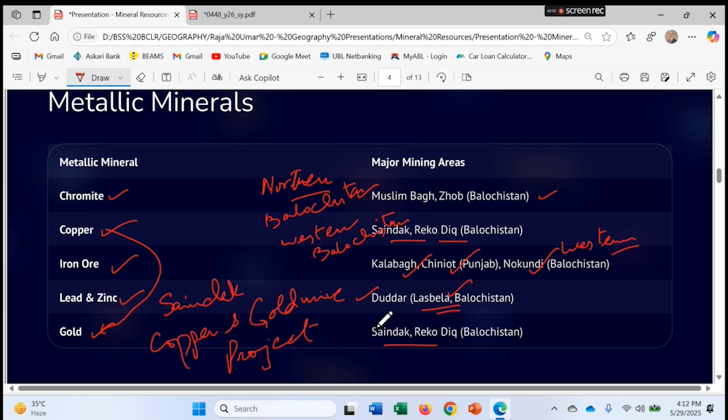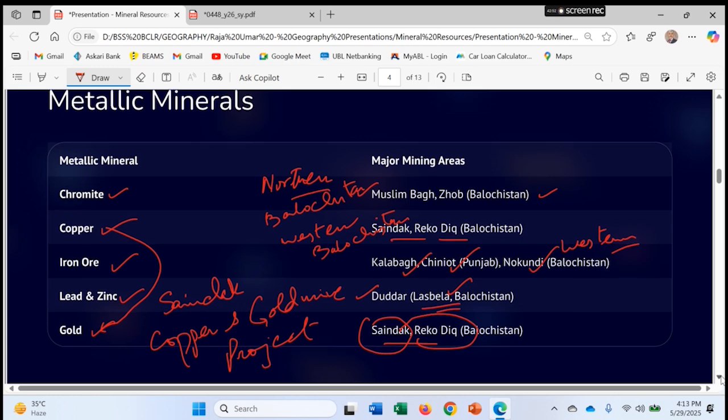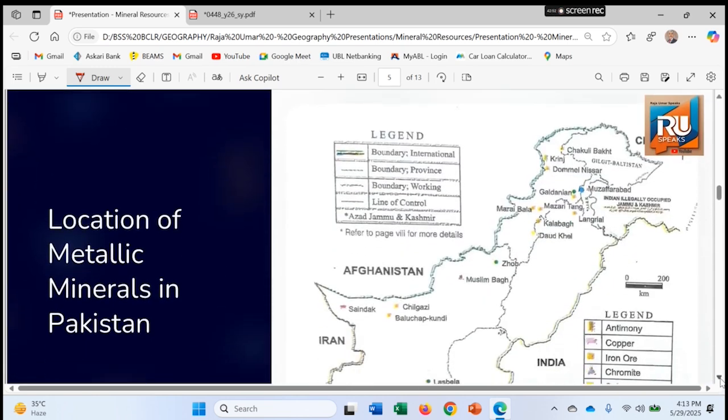There are two places, the towns, or you may say the areas, named Sendak and Rakadik. So these are the two areas where copper and gold are being mined, and sufficient reserves are available. So what we need is better security over there, and better technology and development of infrastructure, with the help of professionals and technical experts to reach those minerals, so they can play their role towards the economy of Pakistan.